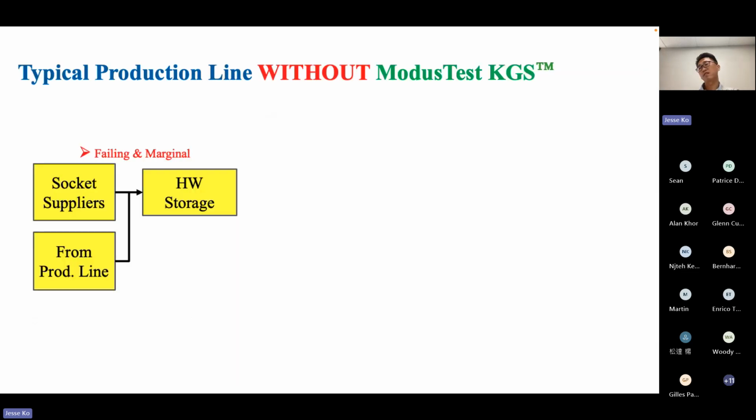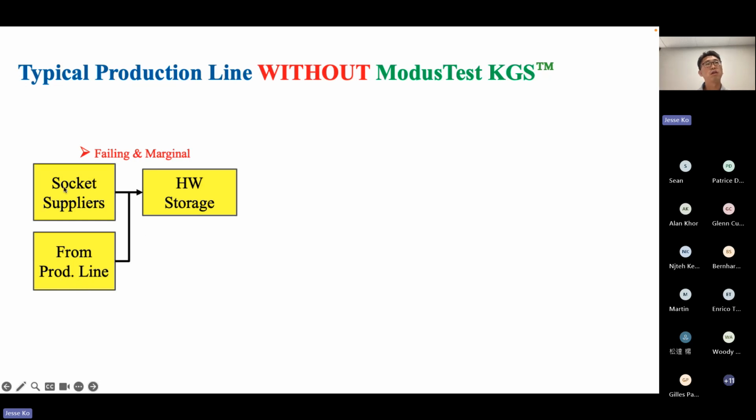Now I'm moving on to the production side. This is a typical production line without ModusTest KGS. Unfortunately, things happen in the production line. Even if the socket is yielding and the product is yielding, when those sockets come back to the shop, you will have quite a number of pins either walking wounded because of the environment they were exposed to in production, or marginal pins coming back from the production line.